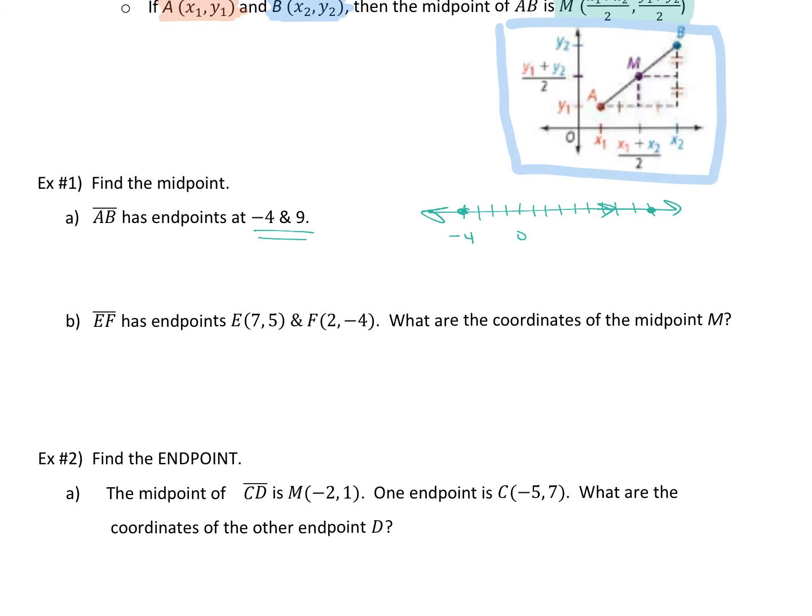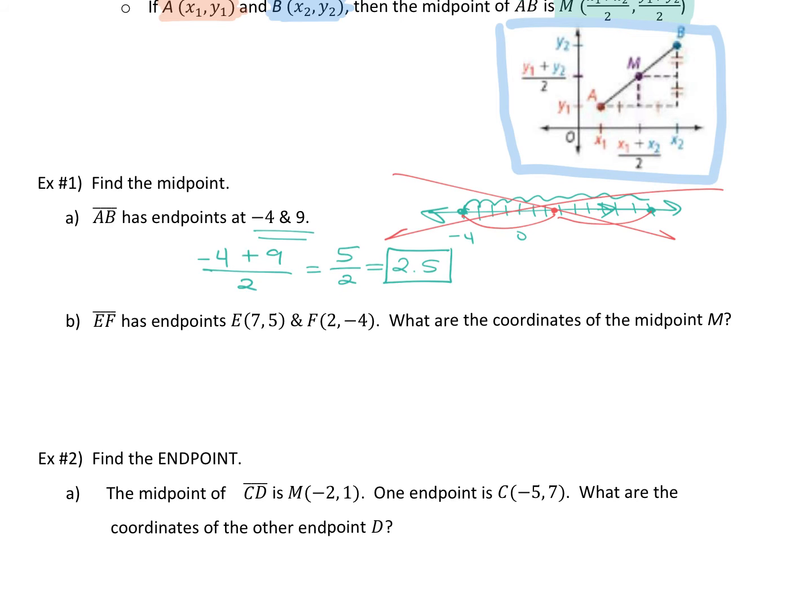Well, rather than have to count all of this and then divide by 2 that way, all you do is you take the 2 endpoints and add them together and divide by 2. So -4 plus 9 is what? 5. So 5 divided by 2, or 2.5, would be my midpoint. Okay, and if you check that, 2.5, that looks about right? My spacing's a little off, but that should be in the middle of the 2 points they gave us.